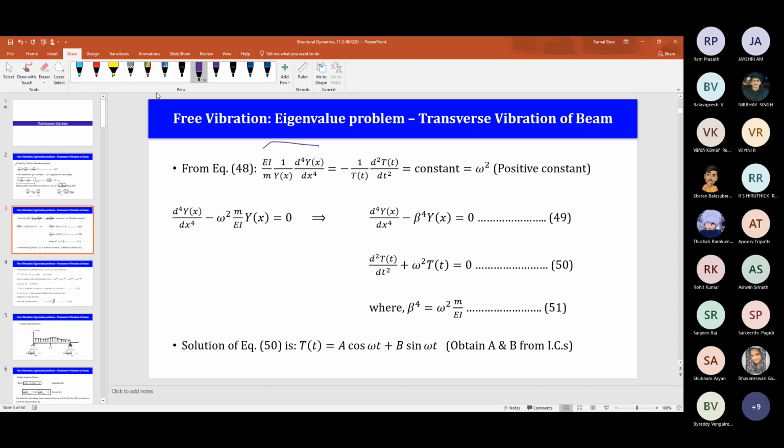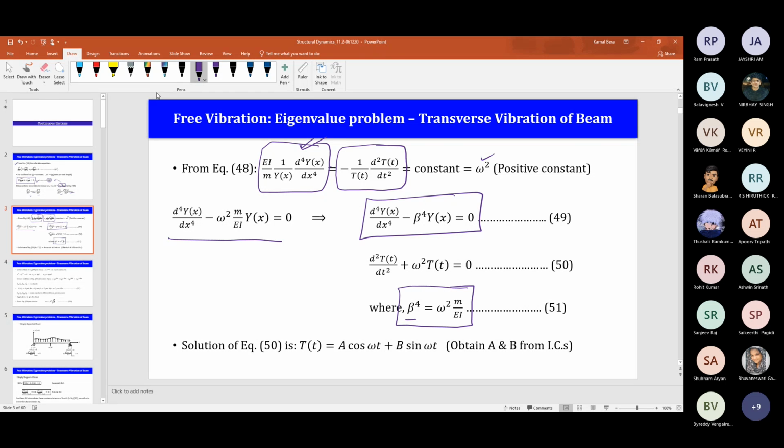So this side is only dependent on space, and this side is time dependent. They will be equal only if they are equal to some constant, and I'm considering this as omega square, which is a positive constant. From the first equation, I'll get this equal to omega square. So I can write it like this, where I have assumed, for our convenience, that beta to the power 4 equals omega square m by EI. That is the first equation, equation number 49.